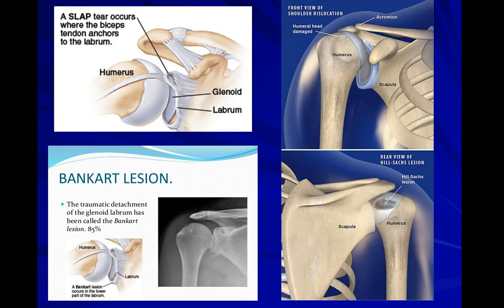There are some good pictures, I think, of the SLAP tear and then the Bankart lesion. And when you look at the two pictures on the right-hand side, that would be what's considered the Hill-Sachs lesion. You can kind of see the damage that would be done to the humeral head in that case. Those are probably going to be your more common injuries that we hear of, and they're definitely going to need some repair.